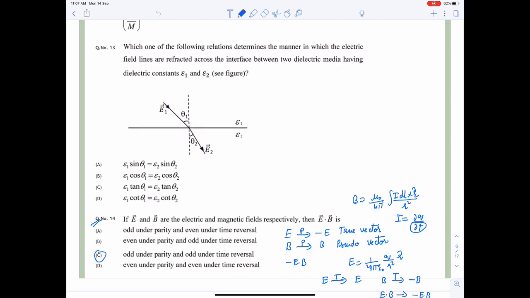Question number 13 says: which one of the following relations determines the manner in which the electric field lines are reflected across the interface between two dielectric media having dielectric constants epsilon 1 and epsilon 2? To perform this type of question, there is a trick, or a solution.